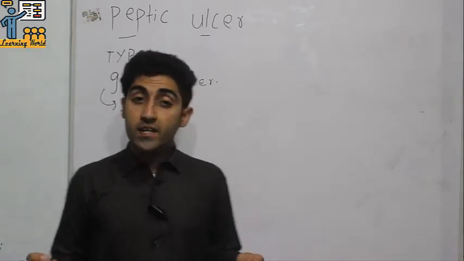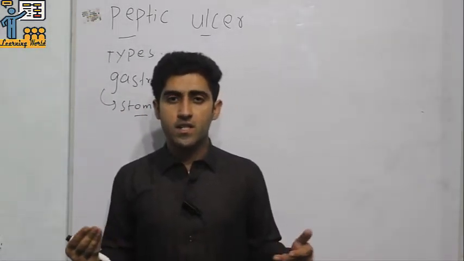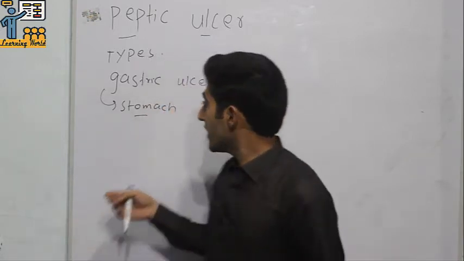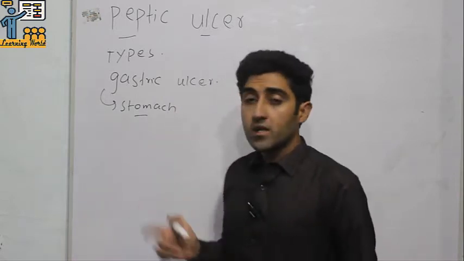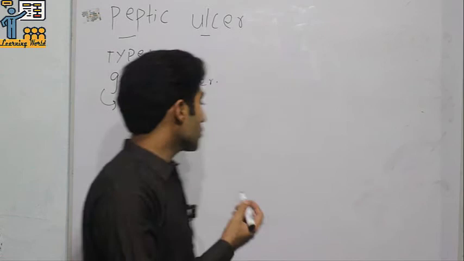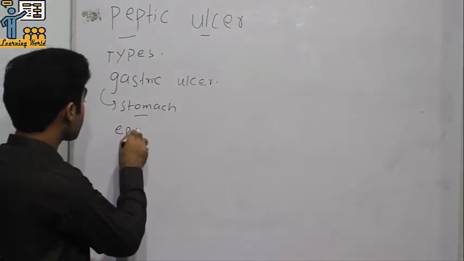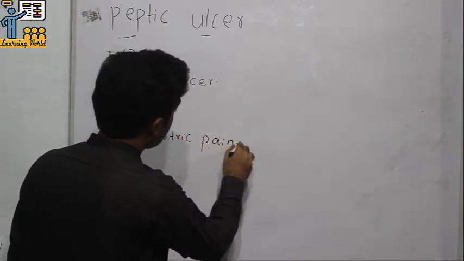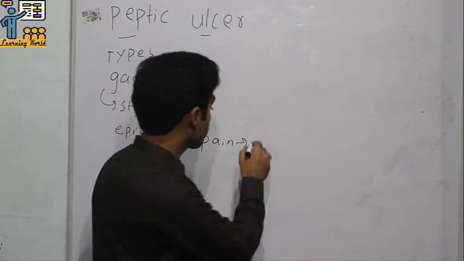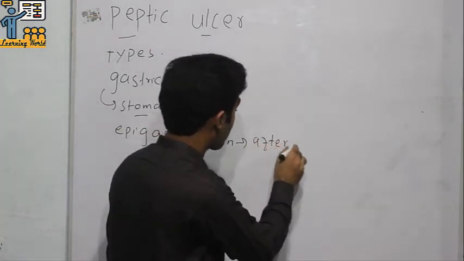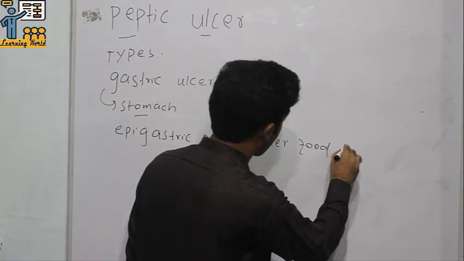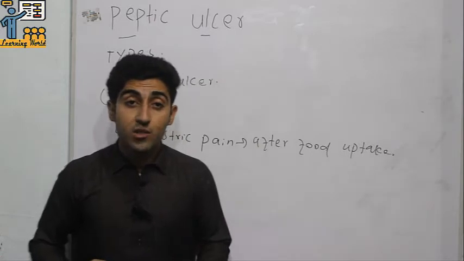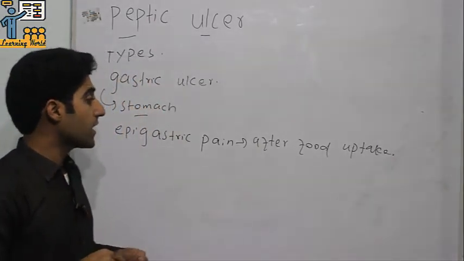The hydrochloric acid will act on the different layers of the stomach, such as the muscularis layer or another layer. So here in gastric ulcer, epigastric pain will occur. Epigastric pain will occur after food intake. Why will the epigastric pain occur after food intake?